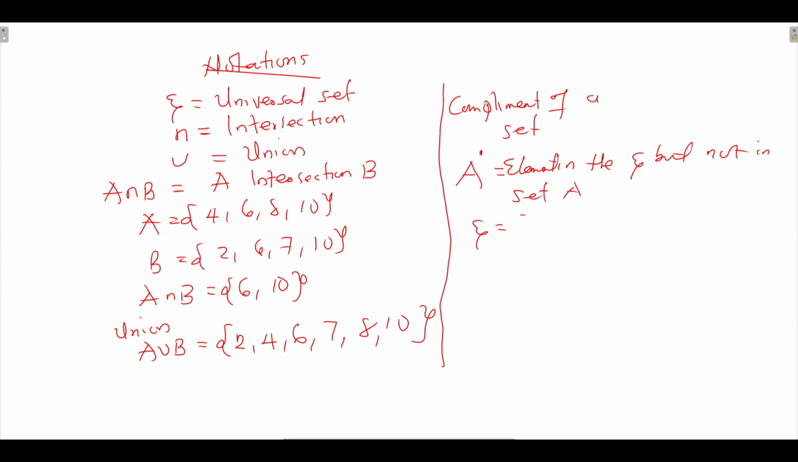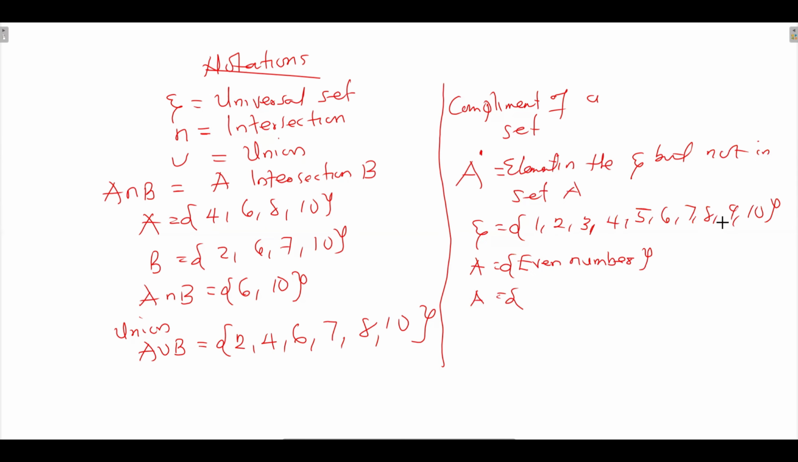Let's say, for example, we have a universal set of 1 to 10: 1, 2, 3, 4, 5, 6, 7, 8, 9, 10. And set A is the even numbers between that. Once a universal set is defined, any set you define has to be in accordance with that universal set. What they mean here is: what are the even numbers in this universal set?